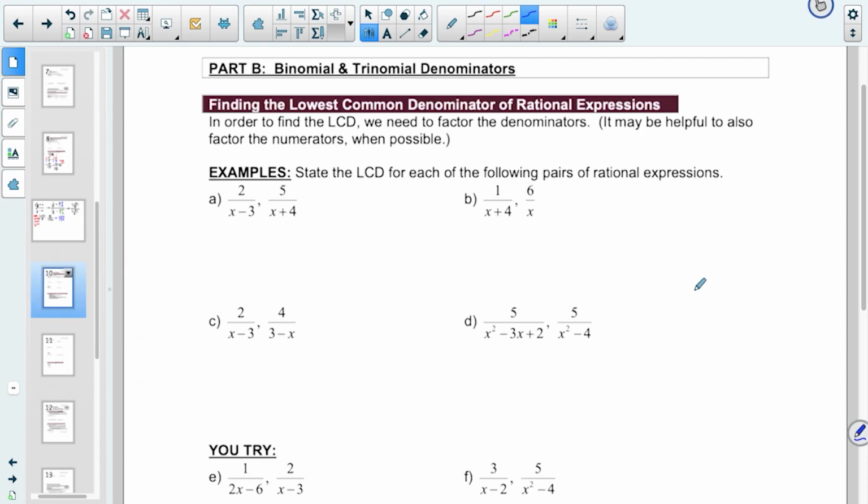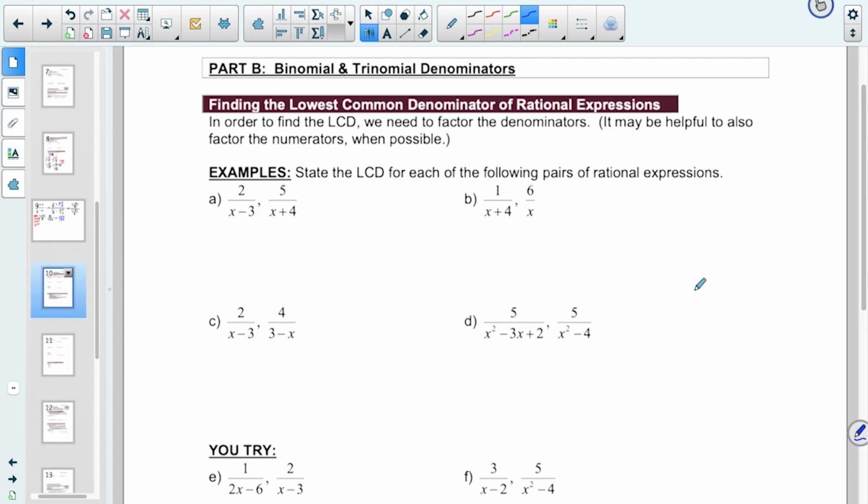Moving on to our next portion, we're going to look at certain rational expressions where our denominators are going to be binomials and trinomials. So typically what we're going to need to do first, in order to find that LCD, is factor our denominators. And it'll be good for us to factor the numerators too when we're able to.